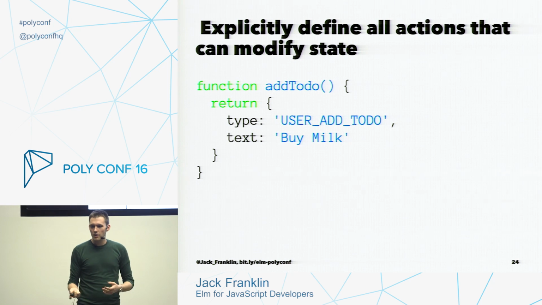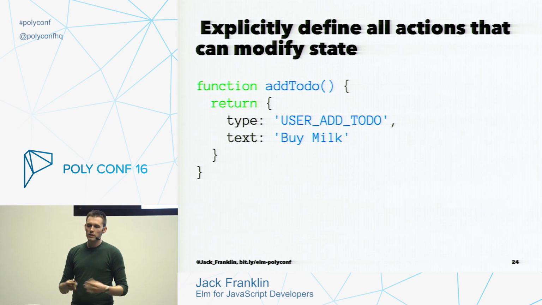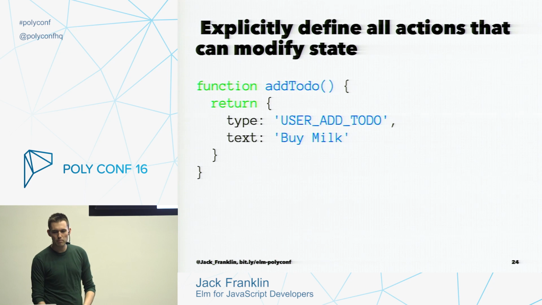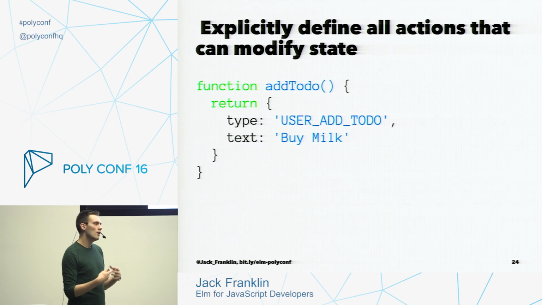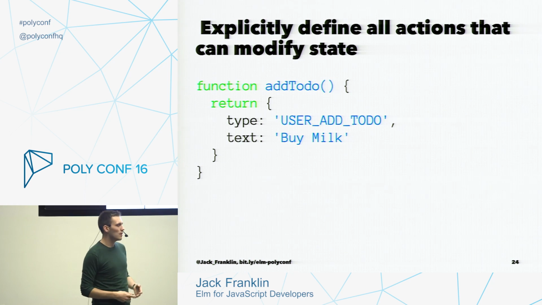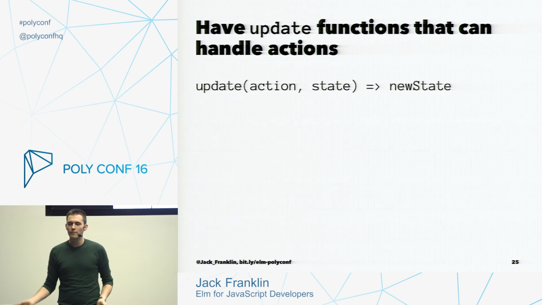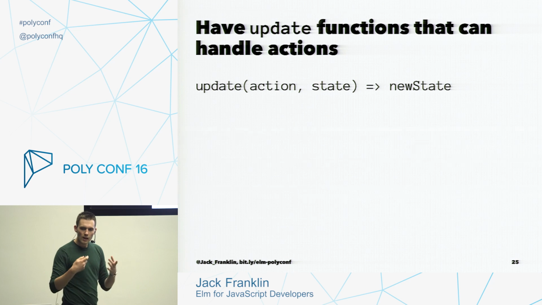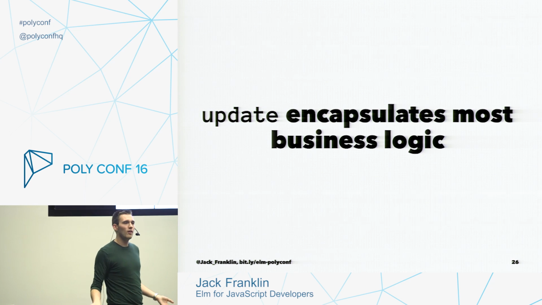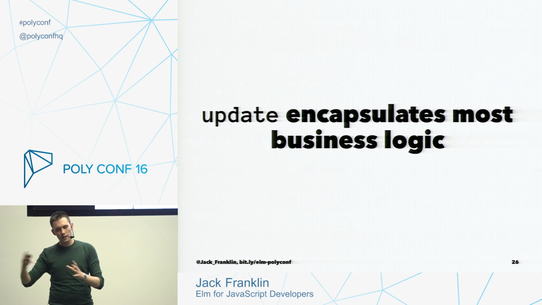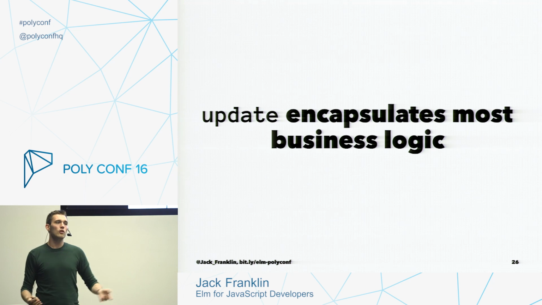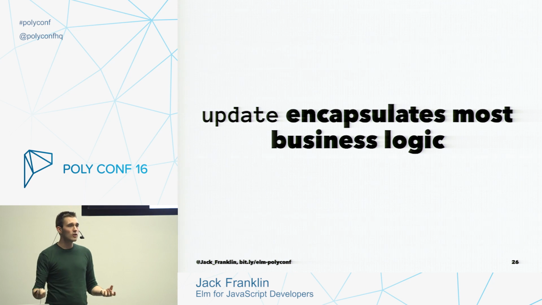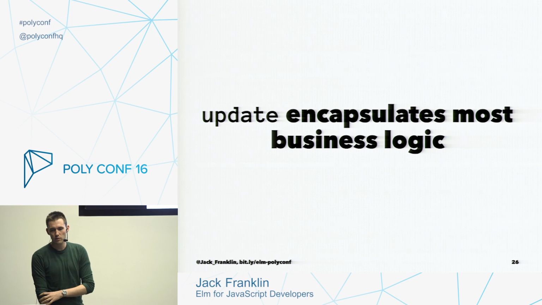So here we have this action add to do, which has a type of user add to do and the text buy milk. From there we then have these actions and we have state. We should define an update function that can take the action and the state and produce some new state. And this function is where we store most of our business logic. And suddenly we've really decoupled the view from the logic layer, and the logic exists in a function that you can just call and test really straightforwardly.